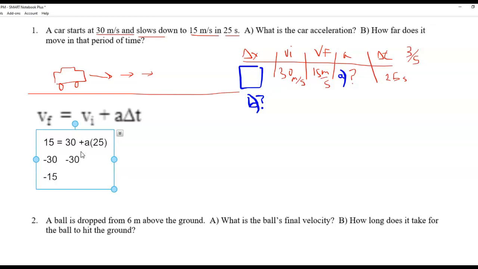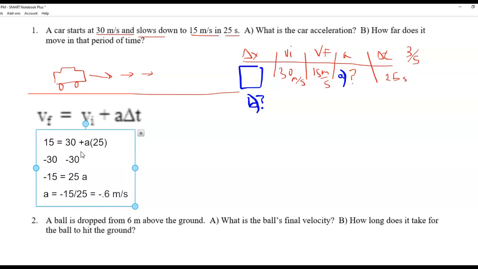We will get negative 15 equals 25a, and then you have to divide by 25, and a would be equal to negative 15 divided by 25, and that is going to get you negative 0.6 meters per second squared. It's easier to type meters per second, but you can definitely write meters per second squared. So that is the acceleration that we have in part A.